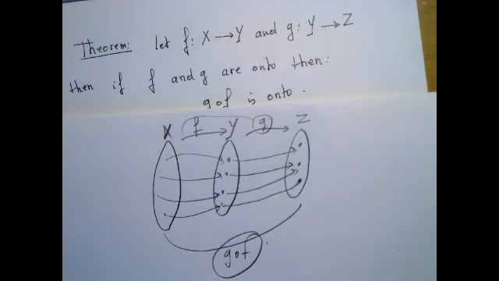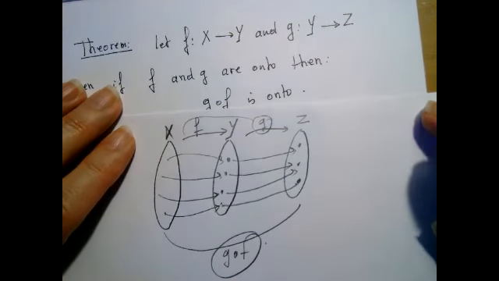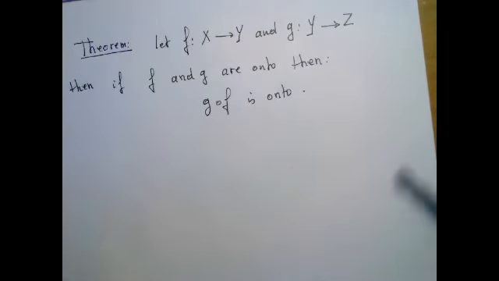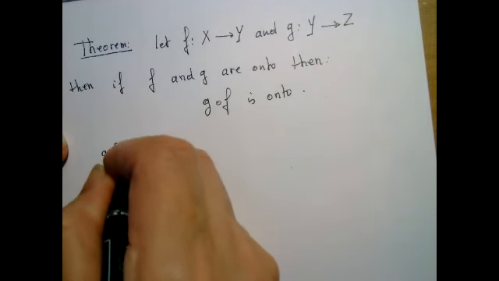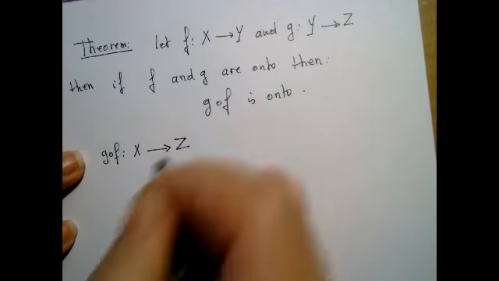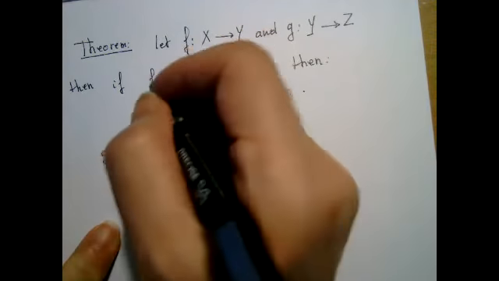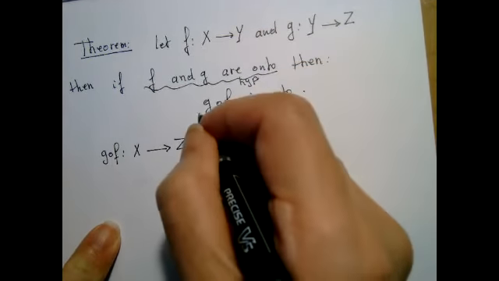Okay, so how can we do that? How can we do that? I'll get you started and you help me out. So first, what does it mean? G composed with F is actually a function from X all the way to Z. That's where G composed with F goes. I want to show that's my hypothesis. That's my conclusion.